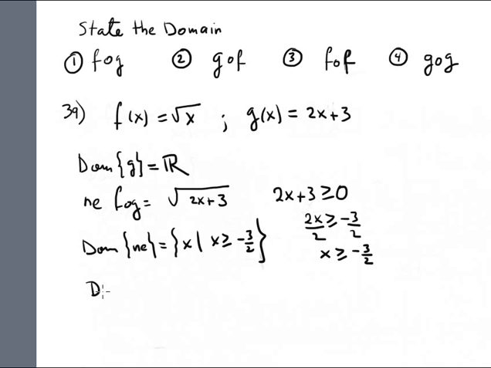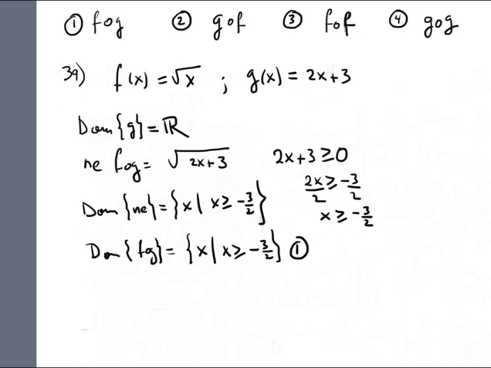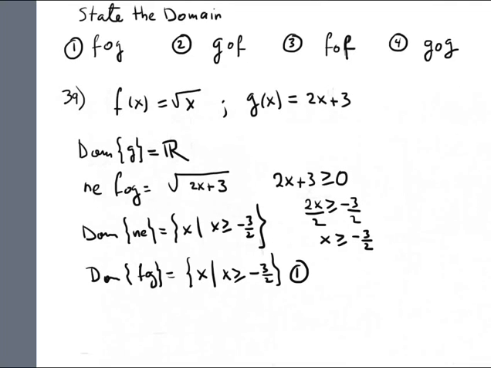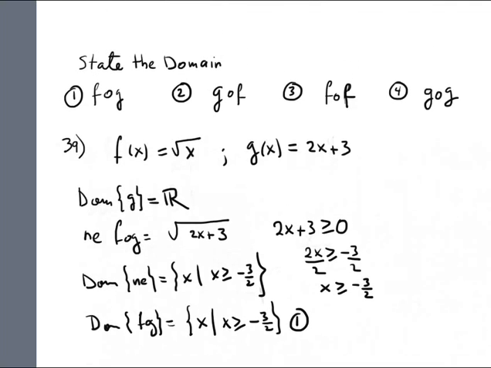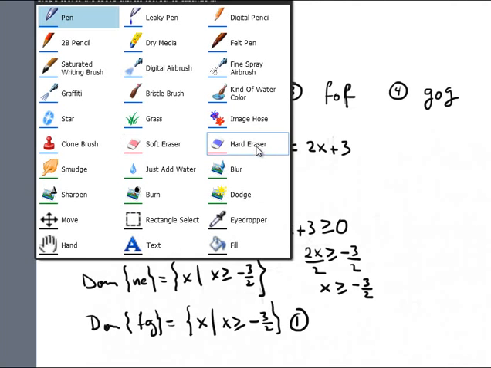And the domain of f composition g is the intersection of both sides. This is all real numbers, of course, so it is only this one. Let's see backward. Let's see g composition f. Okay, now let me work in here. Let me erase here.